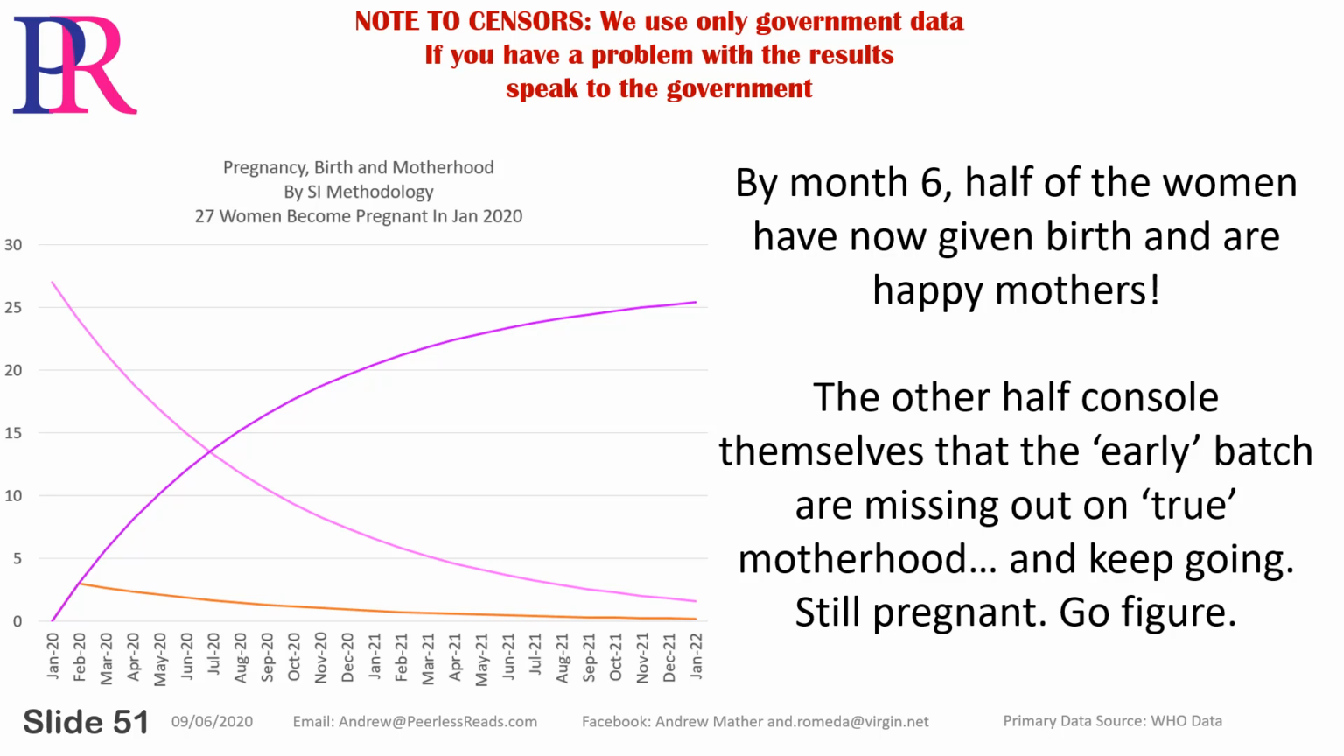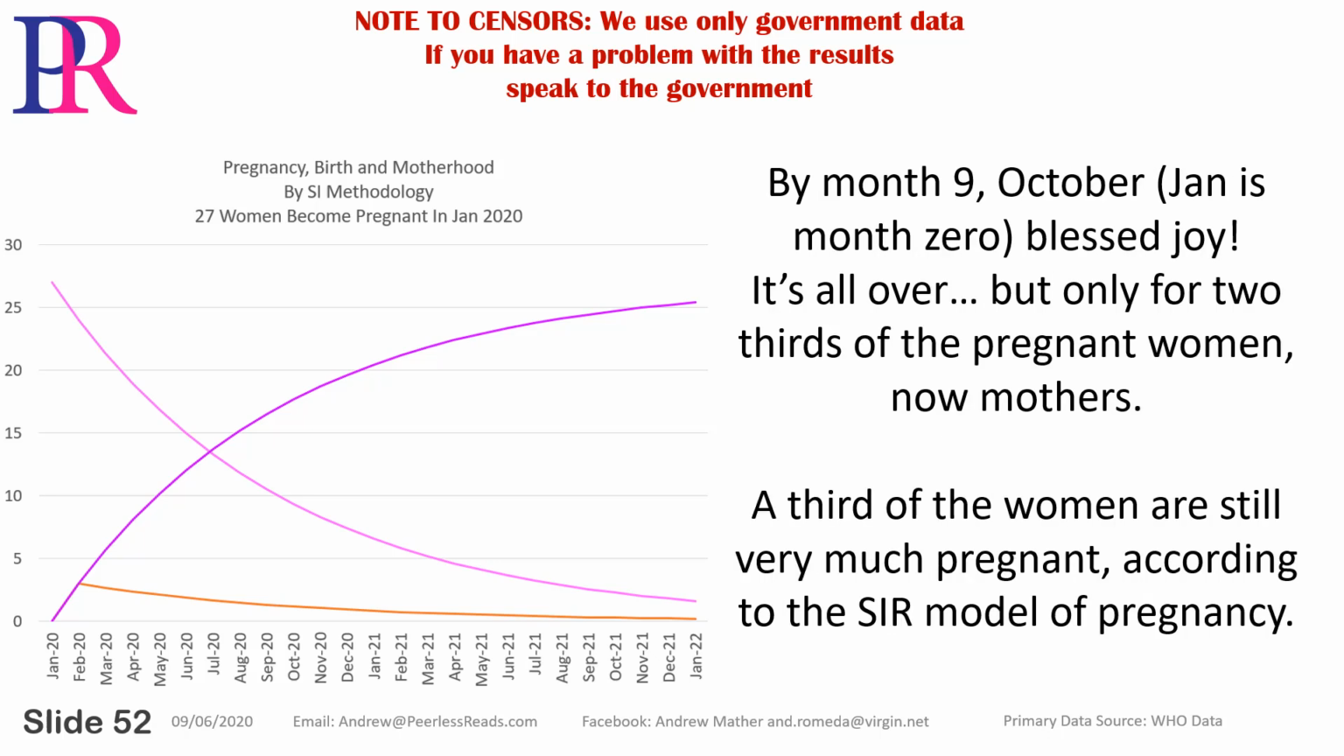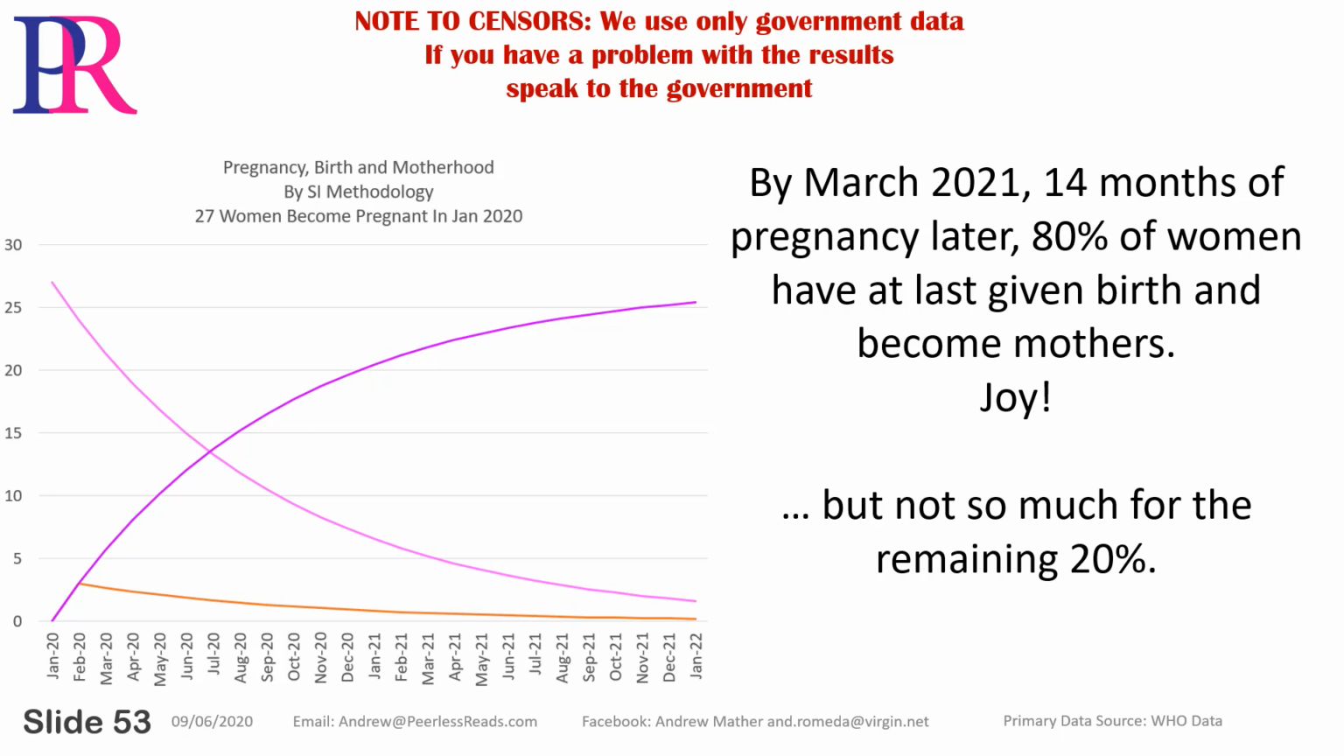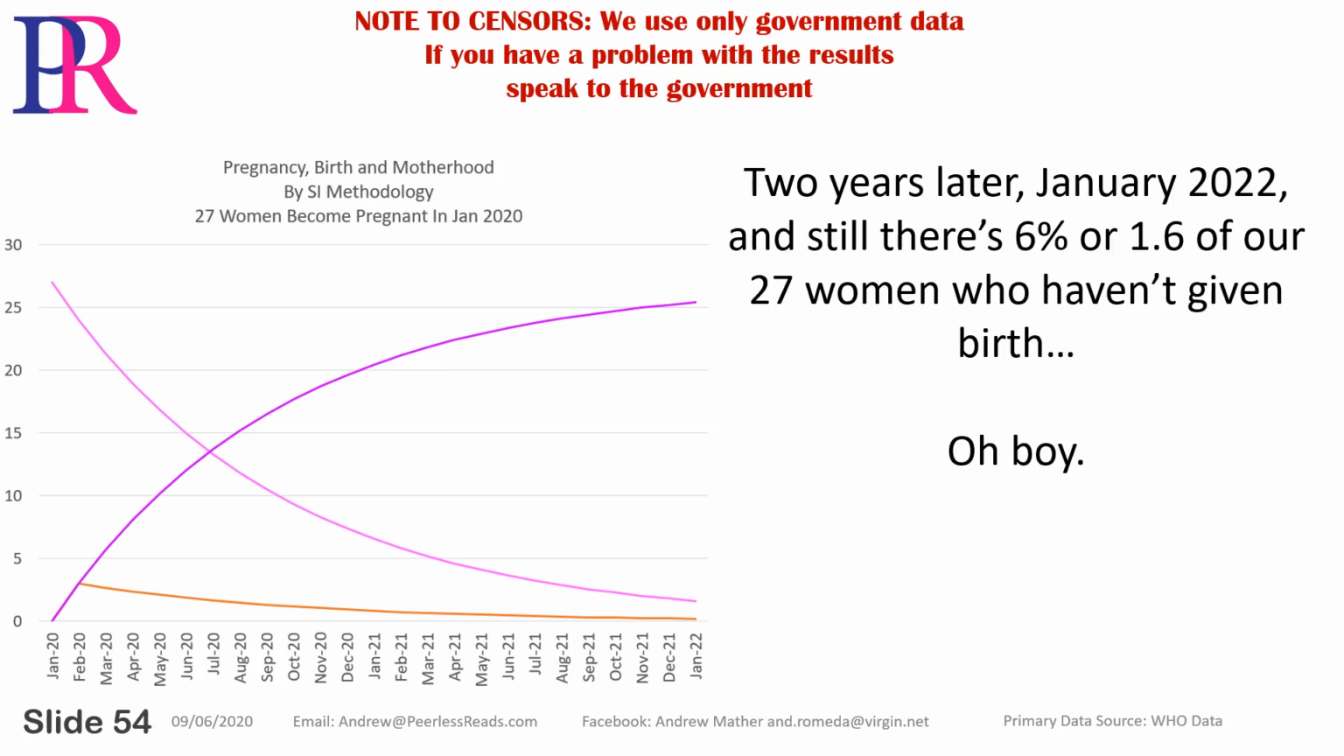Still pregnant, go figure. By month 9, October, January is month 0, blessed joy. It's all over, but only for 2/3 of the pregnant women, now mothers. A third of the women are still very much pregnant according to the SEIR model of pregnancy. By March 2021, 14 months of pregnancy later, 80% of women have at last given birth and become mothers. Joy, but not so much for the remaining 20%. 2 years later, January 2022, and still there's 6% or 1.6 of our 27 women who haven't given birth.